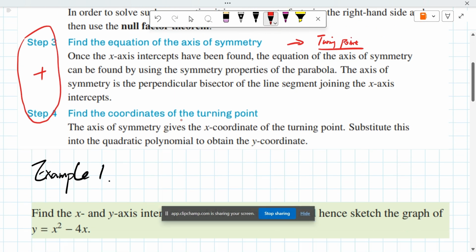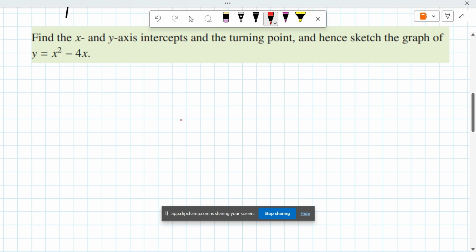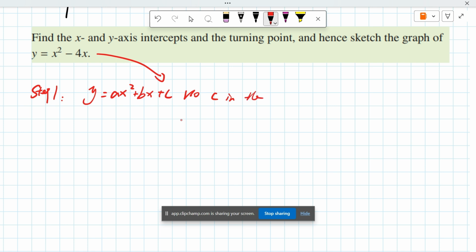So let's have a look by hand first. I'm going to show you step 1. y equals ax squared plus bx plus c. Clearly, we can say there's no c in the equation, so (0, 0) is your y-intercept.